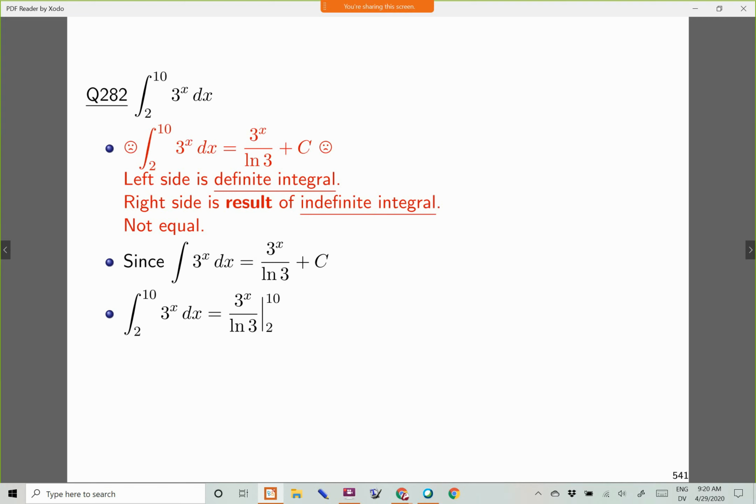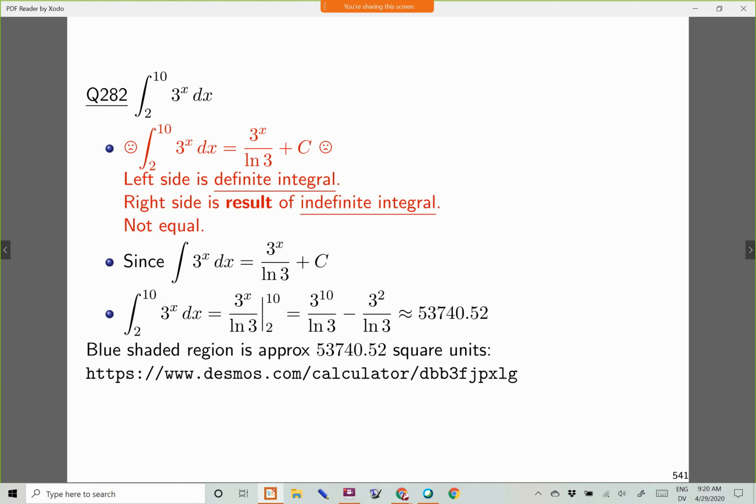Looking at the original question, what I've done is taken the specific antiderivative, the one where you plug in c is 0. So just this circled here is what's showing up right there. When stating the indefinite integral, this plus c is required, but not here. We have chosen a specific antiderivative. Now we need to plug in the 10 for x first, and then the 2 for x next. So 3 to the 10 over ln of 3 minus 3 to the 2 over ln of 3.